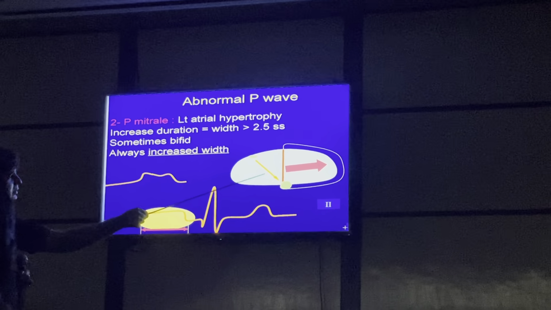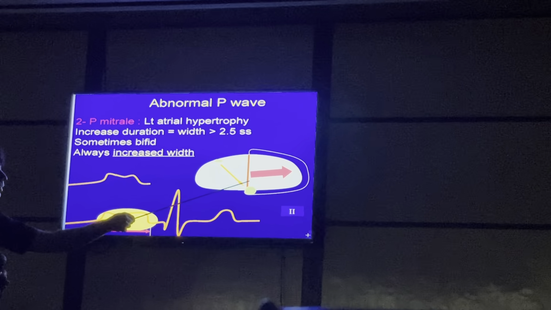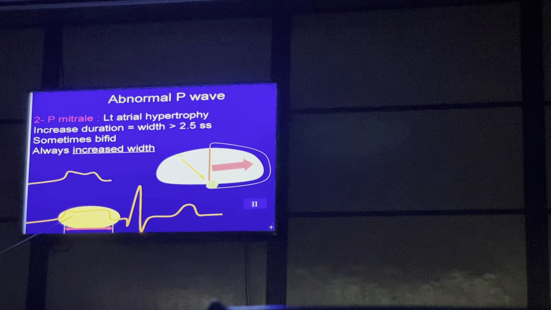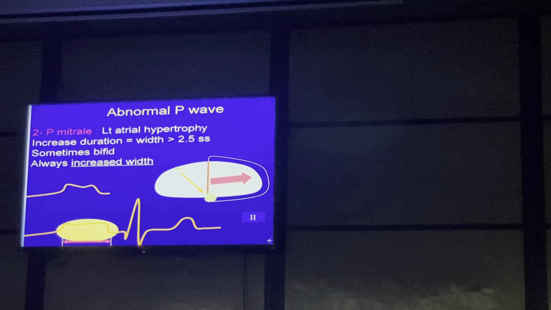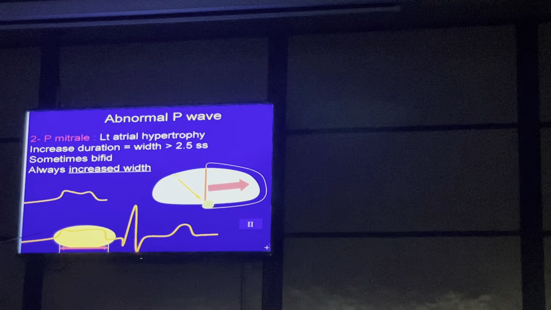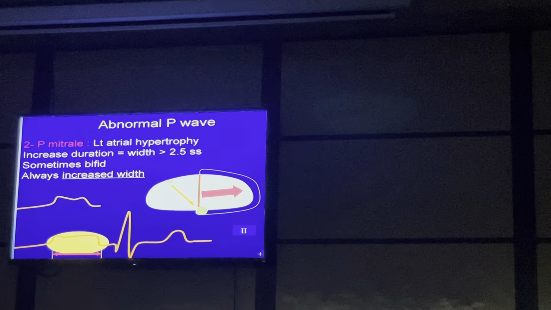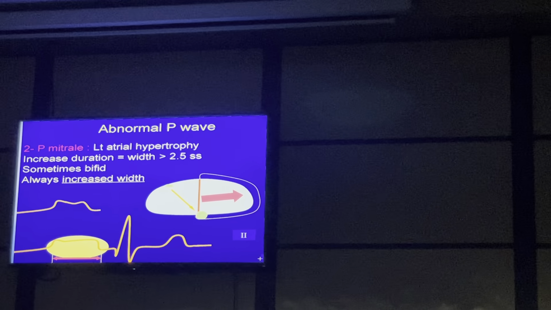Enlargement occurs as the current moves not from above downward, but from side to side. So the width of the P wave increases in lead II. When its width becomes more than 2.5 small squares, we call it P mitrale.